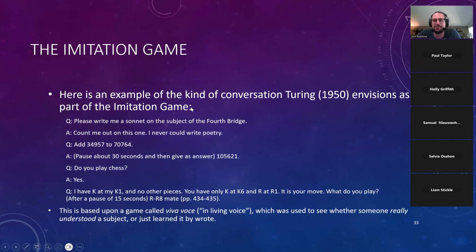So here's an example of the sort of conversation you might see in a Turing test. You might ask, please write me a sonnet on the subject of the Forth Bridge. Count me out on this one. I could never write poetry. Maybe you ask it to sum two very large numbers, and the computer pauses to avoid giving away that it is a computer, and then gives you the answer. You could give it a chess problem, and it could answer the chess problem after a pause, right?